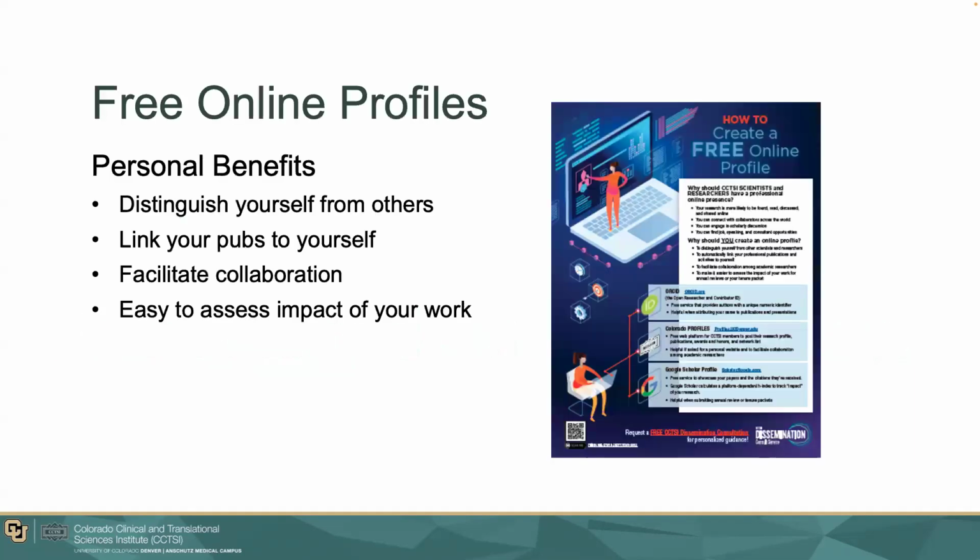But there are multiple benefits as an academic researcher or quality improvement professional to have an online presence. The personal benefits include it allows you to distinguish yourself from other clinicians, scientists, and researchers, especially if you share a name with others in your field or your name is tricky to spell. To automatically link your professional activities and publications to yourself allows you to maintain control over what is linked to your name. And then also it will facilitate collaboration. And it does make it easier to assess the impact of your work for grants, reports, or promotion.